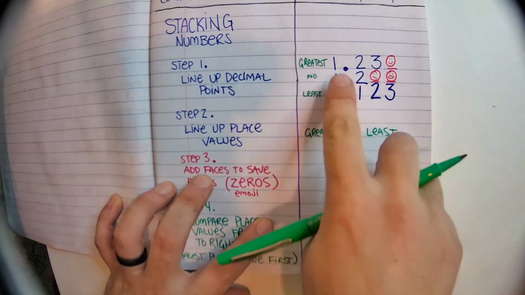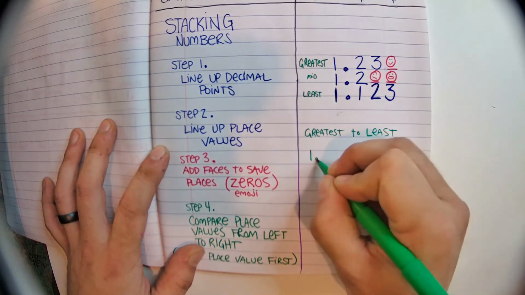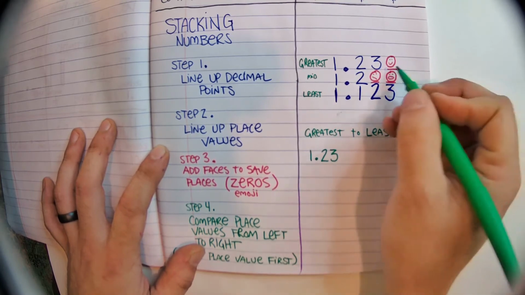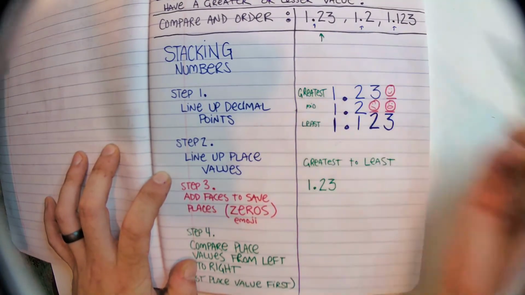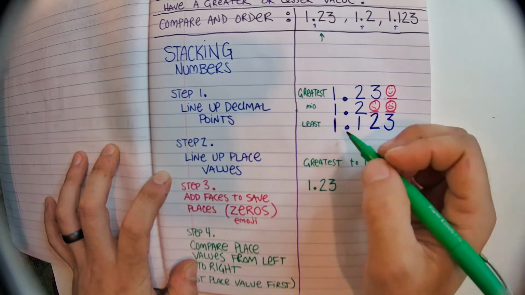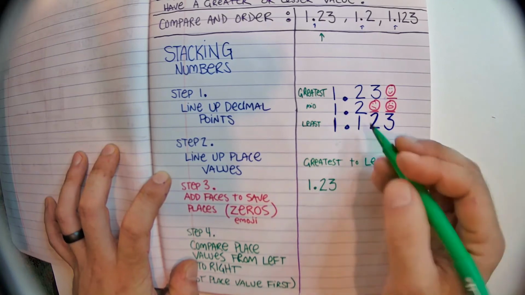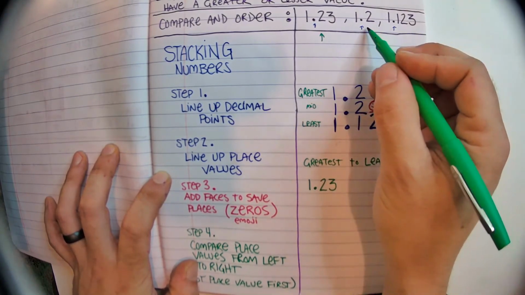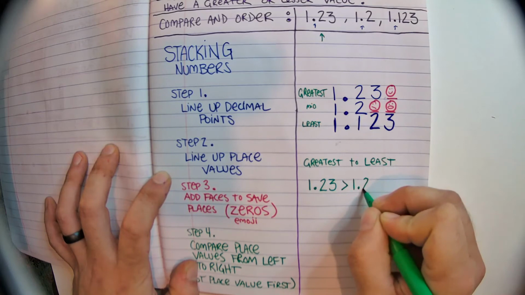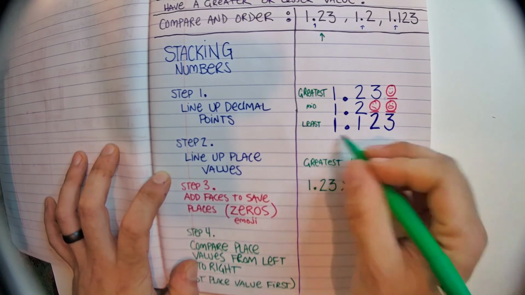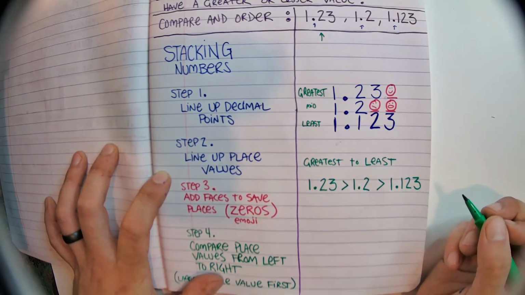If I wanted to order this from greatest to least, I'm going to start off with the number that I said is the greatest, so 1 and 23 hundredths. If you're asking why I'm not writing this 0, it's because I added it. Our original number was 1 and 23 hundredths. The middle number is labeled right there. Once again, these 0s, I added them. So this is really our number. So 1 and 23 hundredths is greater than 1 and 2 tenths, which is greater than our least number, 1 and 123 thousandths.